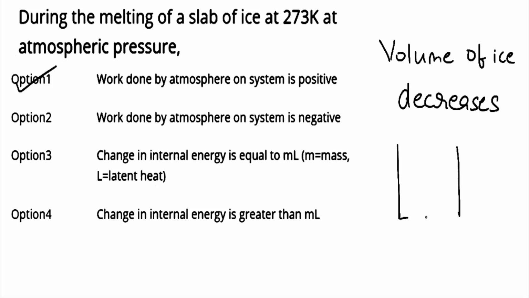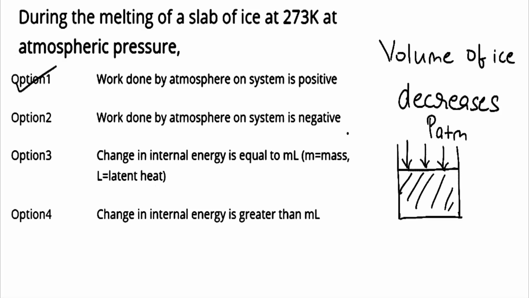If we have a container filled up to here with ice, and the atmospheric pressure P atm is acting on it, upon melting there is a change in volume, so this becomes the new volume of the melted substance, and this delta V is occupied by the atmospheric pressure. So there is a change in volume because of the atmospheric pressure, and because work is done by the atmosphere, the work done is positive.